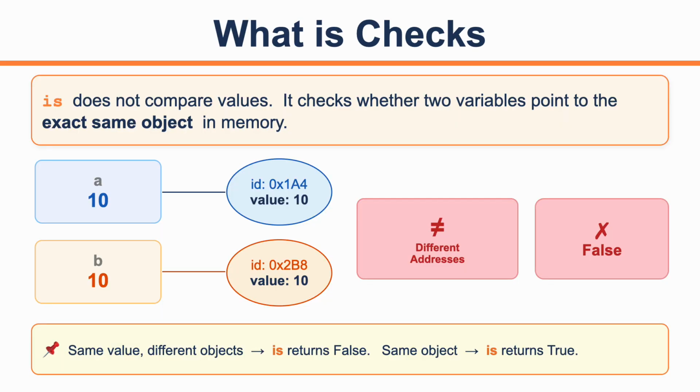The is keyword works differently. It does not compare values at all. It checks whether two variables point to the exact same object in memory. Every object Python creates gets a unique address. The is keyword asks, are these two variables looking at the same address?